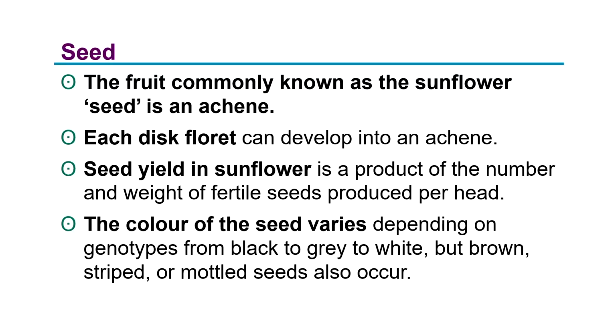Now coming to the morphology of the seed, the fruit commonly known as the sunflower seed is actually an achene. Each disc floret can develop into an achene. Achene is the name of the seed here.